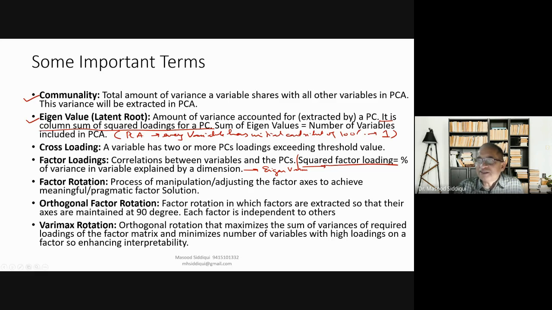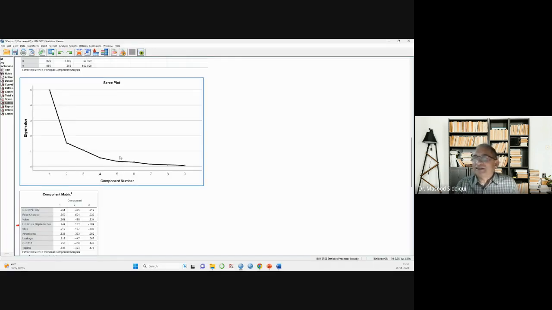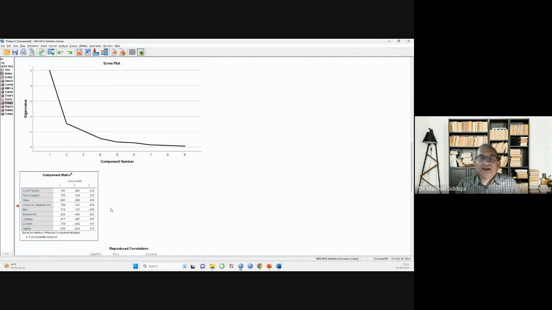So what is the issue with this discussion related to the unrotated component matrix? The unrotated factor solution achieves the objective of data reduction only, but it has cross-loading, and it might be possible that all the variables are highly loaded on the first factor only. So it should not be used for interpretation purposes. That's why we won't be interpreting this component matrix. We will be interpreting the other one.